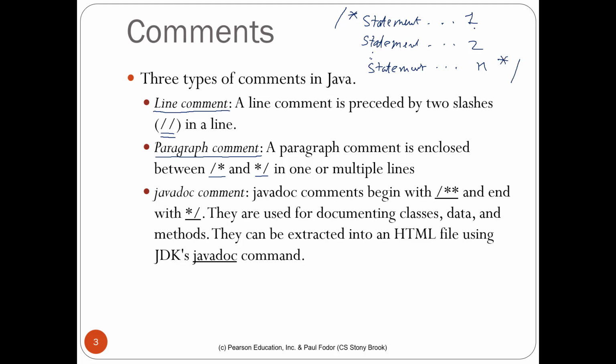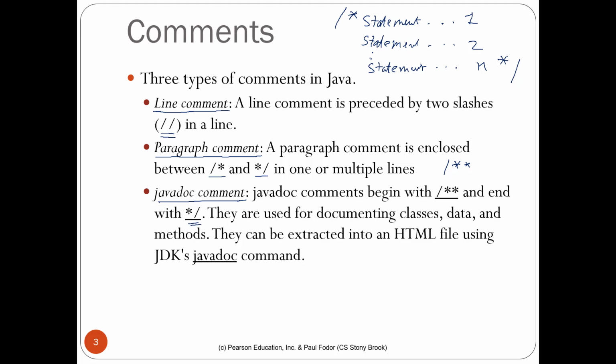The whole paragraph would be commented out, and if you just had to comment one line, then you will use two forward slashes. And there's one more way which is more standard, called Javadoc comments. This has this notion that you should start it with a forward slash and a couple of stars, and you should end it with just one star and a forward slash.